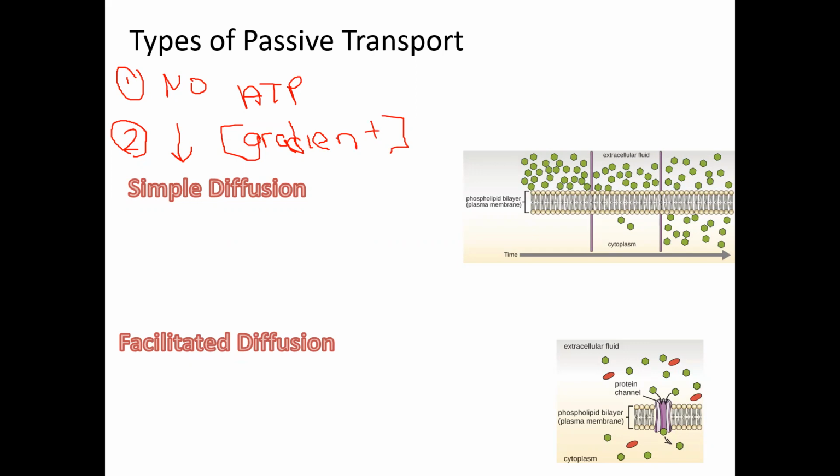So when I say things are moving down their concentration gradient, that means that molecules are moving from an area where there's a lot of those molecules to an area where there's a little bit of those molecules, okay? So the first type of passive transport is simple diffusion.